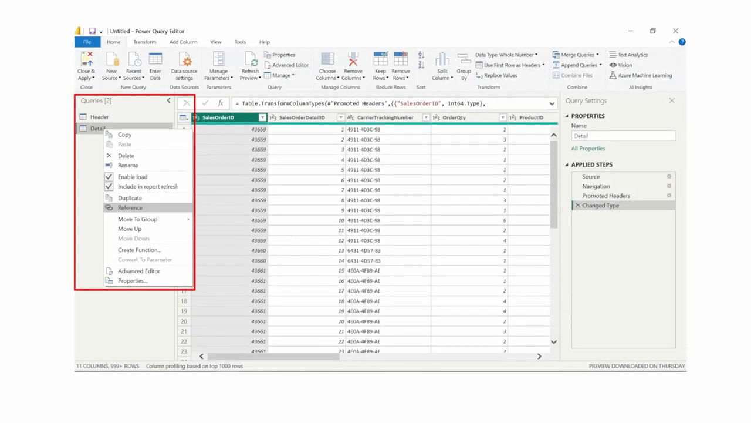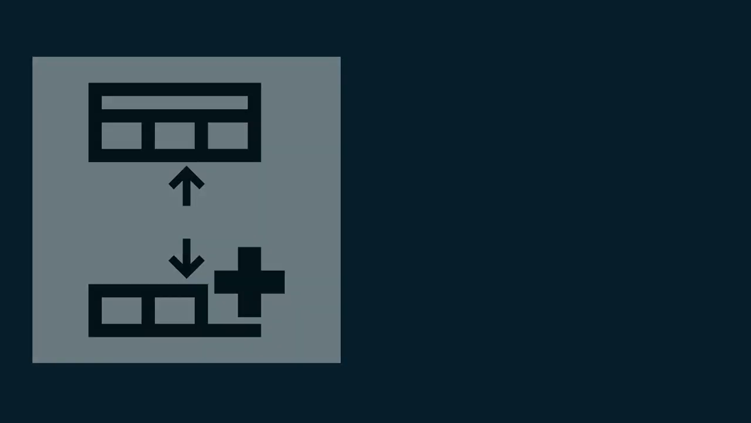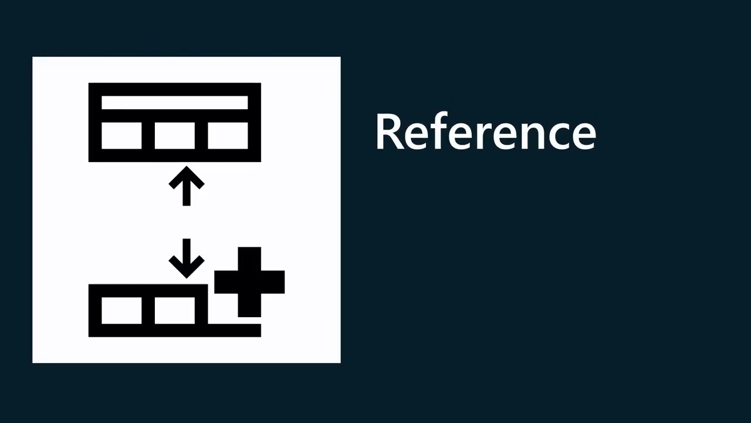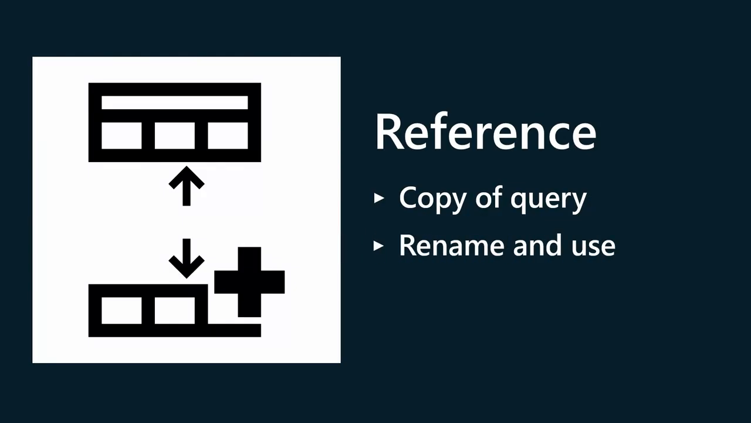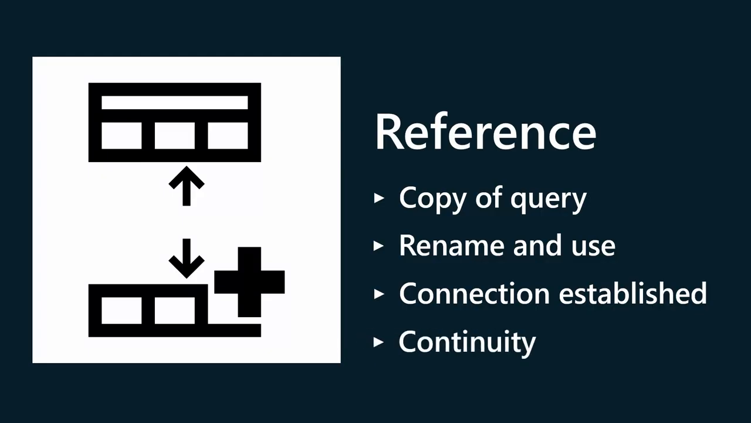In Power Query, you can reference a query by using the Reference option by right-clicking any query in the Queries pane. Reference will create a new query, a copy of the original query, but containing one single step. You can rename the new query as you need and then start to use it. In this way, you establish a connection between the queries, enabling data flow and transformation continuity. Let's delve into this further through a scenario.